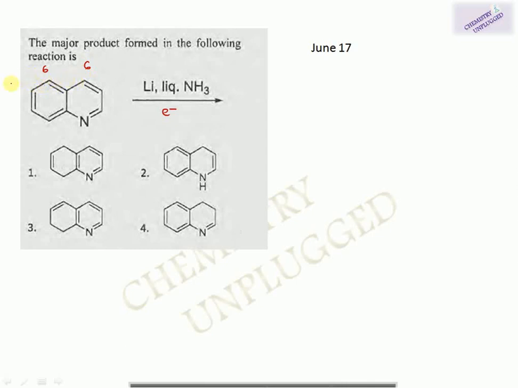So how will we decide? This pyridine ring is electron deficient in nature because we have nitrogen here. It will pull electron density towards it, so it will be electron deficient as compared to this benzene ring. So this lithium in liquid ammonia will attack on this ring.